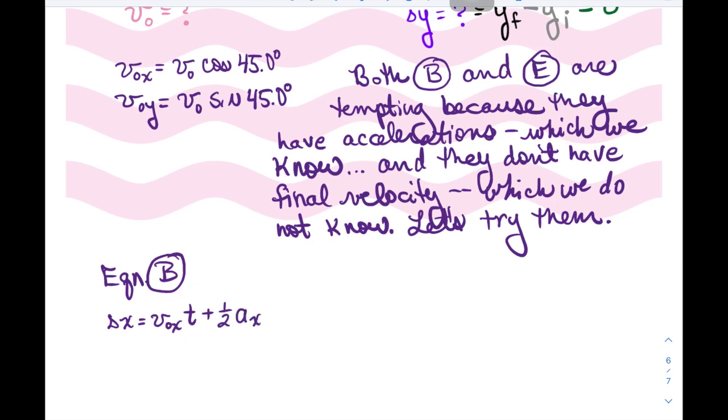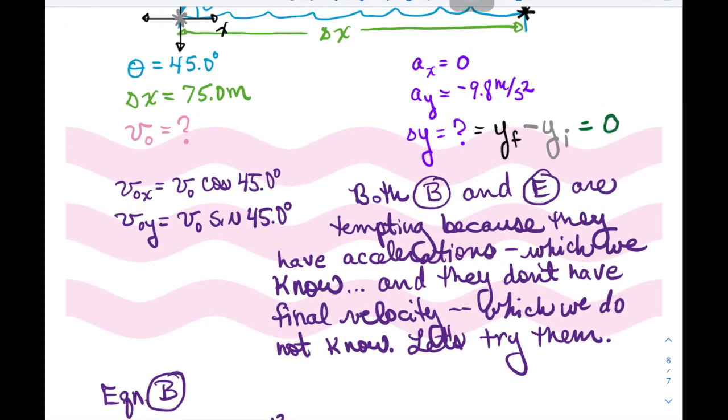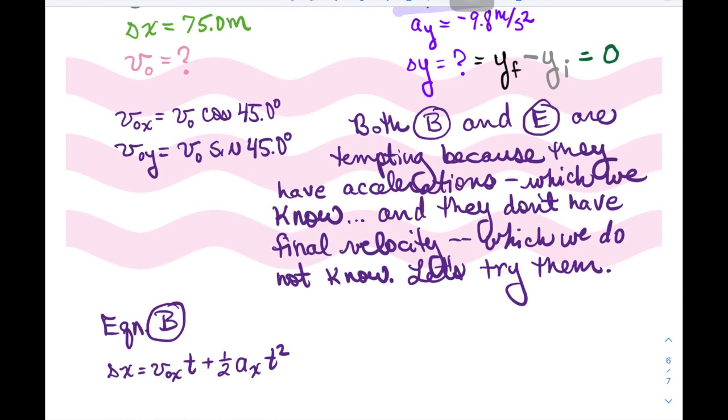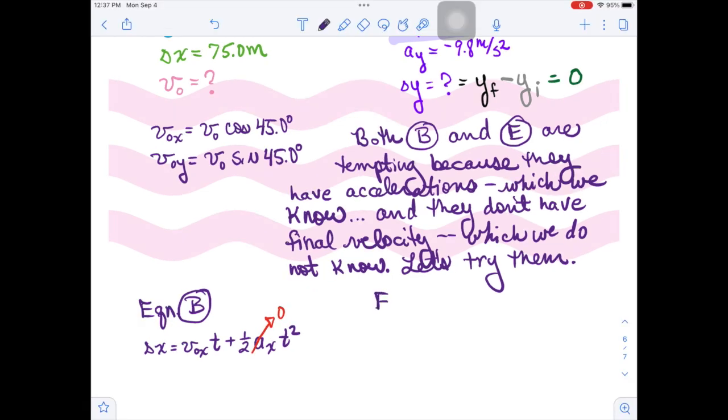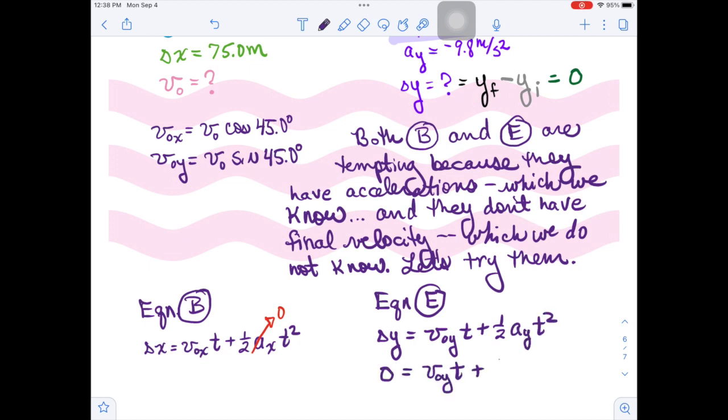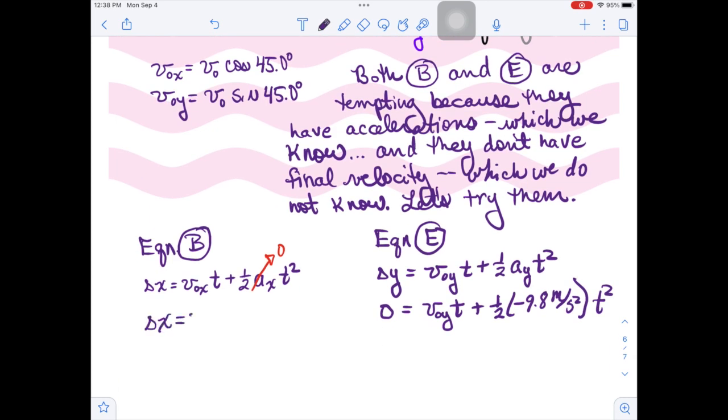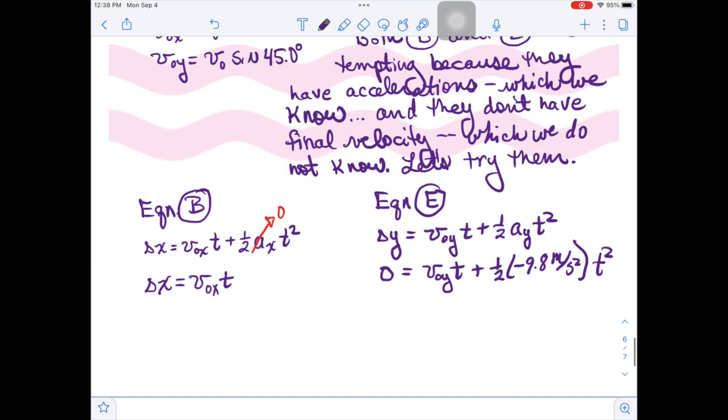And I'll write it out, and I'm going to note that the x acceleration is 0. So that whole term, that last term on the right side, will drop out. And then we will write down the corresponding equation for the y direction. All right, now let's substitute some of our knowns in. All right, now let's try to get organized.